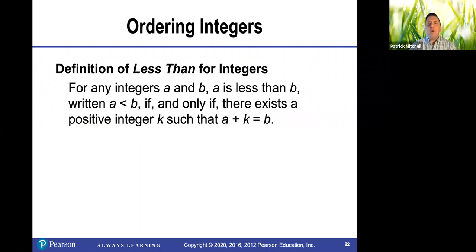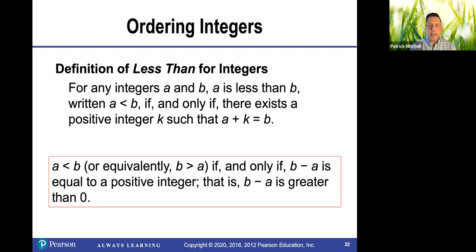All right, that brings us to ordering integers. The definition of less than for integers is very similar to the definition of less than for whole numbers. For any integers A and B, A is less than B if and only if there exists a positive integer K such that A plus K is equal to B. So for example, -5 is less than 3 because I know a number, namely 8, that makes -5 plus 8 equal 3. Okay, so that makes -5 less than 3.